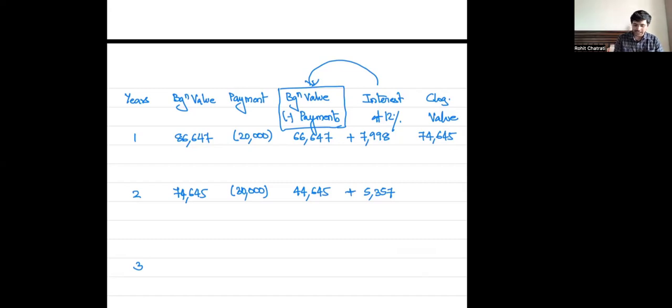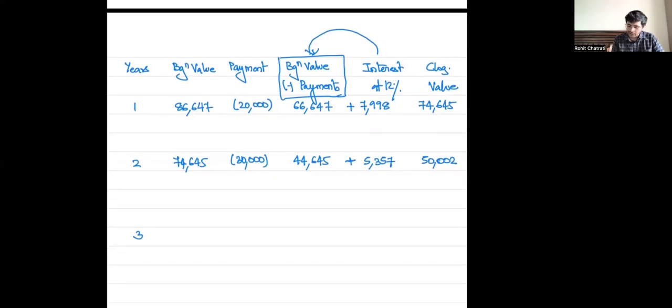The sum of beginning value less payments plus interest is going to be equal to 50,002. This is the closing value at the end of year 2. The closing value at the end of year 2 is 50,002 rupees. This is going to be reflected on the balance sheet as lease liability.